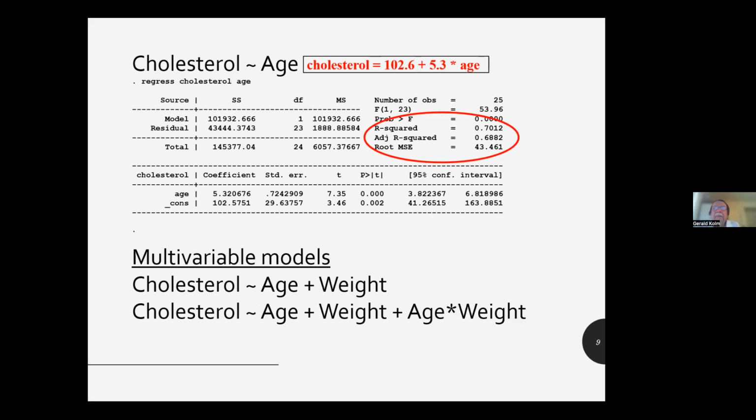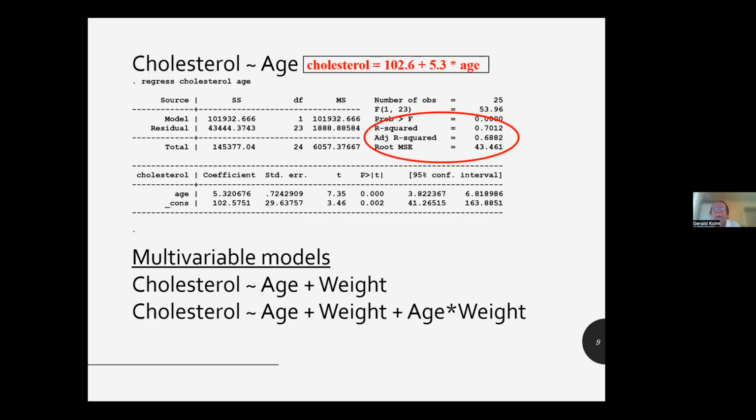the R squared was the sum of squares regression divided by the sum of squares regression plus the residual sum of squares. And so the R squared value we interpret as the proportion of variance explained in our outcome variable, in this case cholesterol, by our independent variable, in this case age. So here you can see that it's pretty high. We have 70% of our variance in cholesterol explained by age.